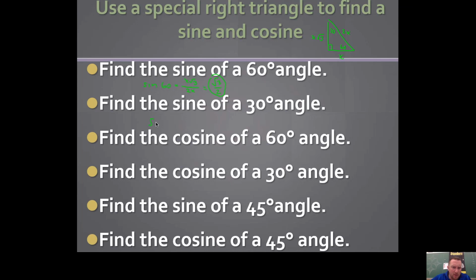Now, if you want sine of 30, I'll use my little picture for reference again, but you really don't need to. You can do this without the picture. Sine of 30 is opposite over hypotenuse. It would be x over 2x. Maybe that looks weird to you, but those cancel. They're basically asking you, what is the ratio of the short leg to the hypotenuse? It's 1 to 2. The short leg is half of the hypotenuse.